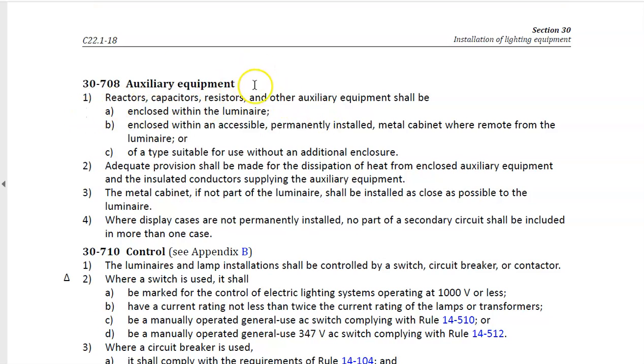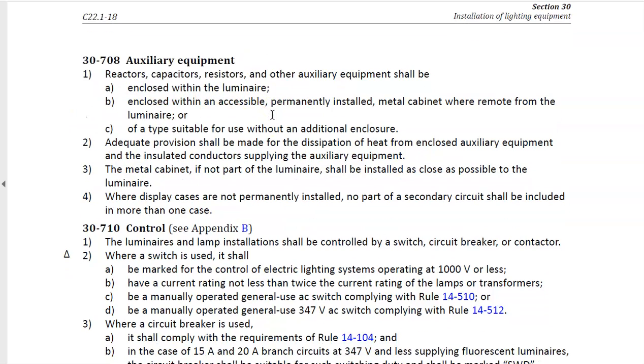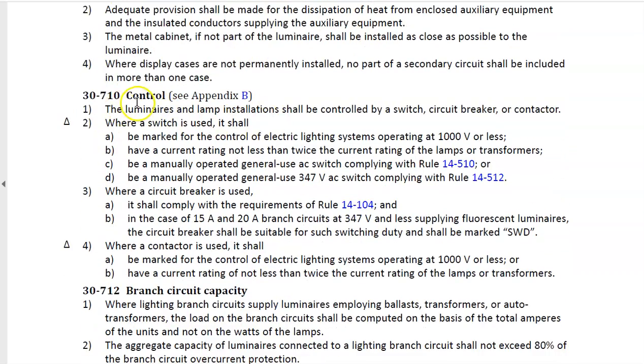Auxiliary equipment, any other auxiliary equipment has to be within the luminaire, suitable for it, control, etc. We're going to go down to this one here, 3710. So, control of a fluorescent: the luminaires and lamp installation shall be controlled by a switch, circuit breaker, or contactor. That makes sense. We need to have something that we can switch it on and off. Where a switch is used, it shall be marked for the control of lighting systems operating at 1,000 volts or less, and have a current rating not less than twice the current rating of the lamps or transformers. In other words, if your light fixture has an 8 amp draw, you need to have a 16 amp switch.